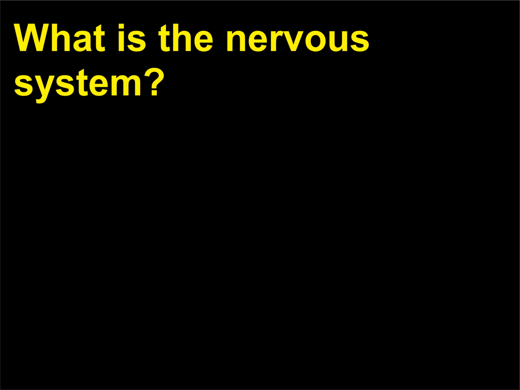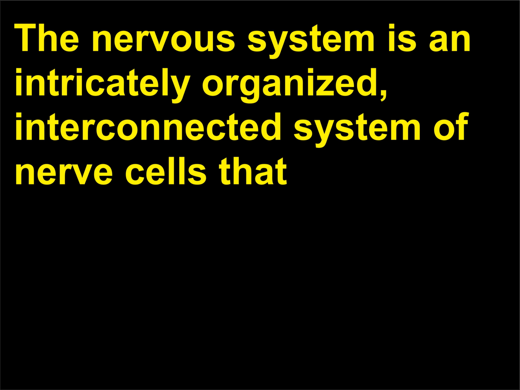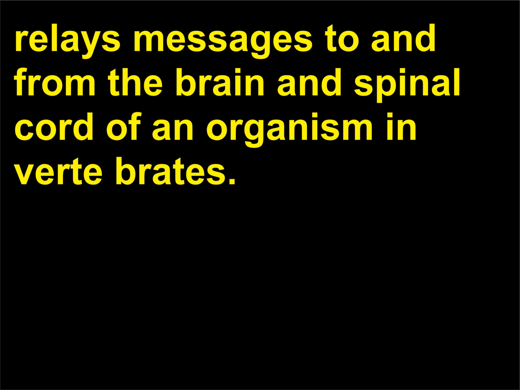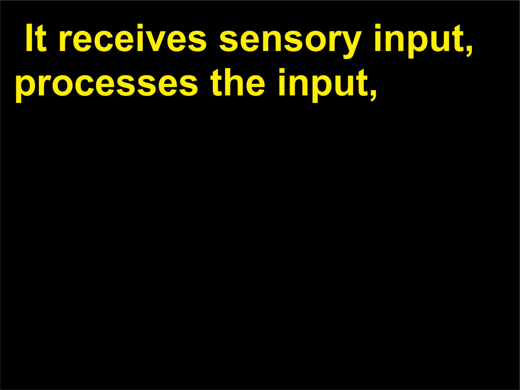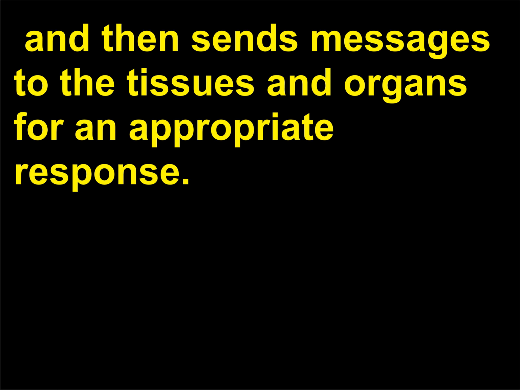What is the nervous system? The nervous system is an intricately organized, interconnected system of nerve cells that relays messages to and from the brain and spinal cord of an organism in vertebrates. It receives sensory input, processes the input, and then sends messages to the tissues and organs for an appropriate response.